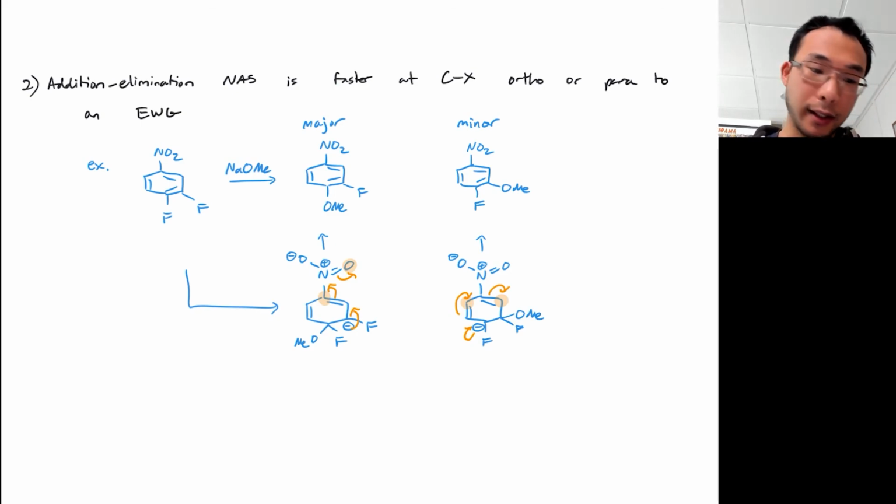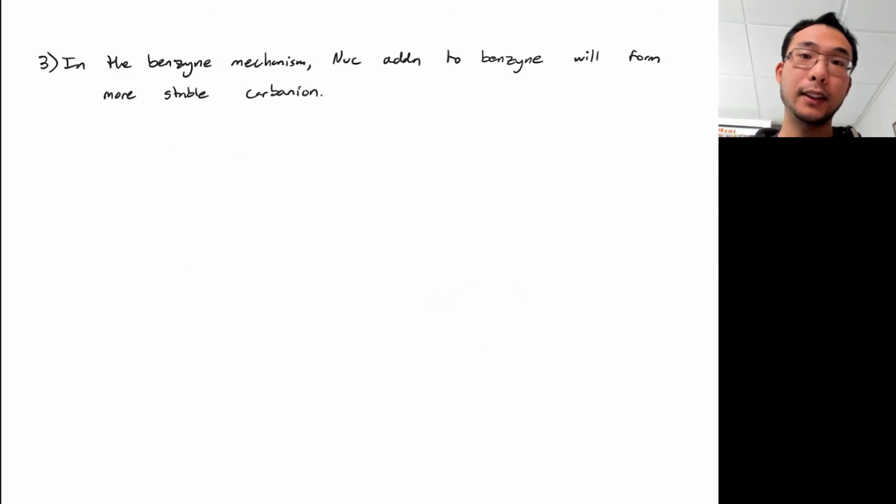So because of that then, this intermediate should be much lower in energy because the electron withdrawing group is able to delocalize the negative charge that's formed in the intermediate. This intermediate is not, so this should be very hard to form. Selectivity is not limited to just the addition-elimination mechanism.